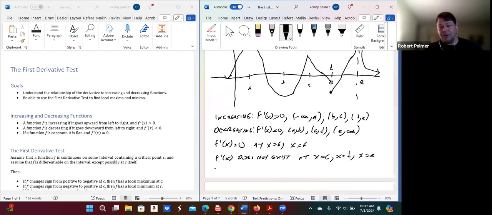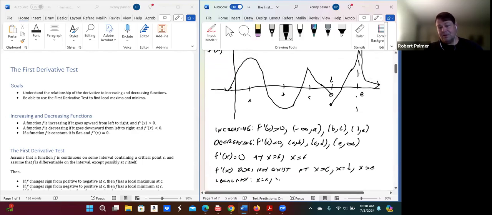Okay. Now, one more thing. Where do we have the local maximum and minimum values? So for a local maximum, you have one of those at x equals a, and also x equals c. Then for a local minimum, actually the only one we have is at x equals b.